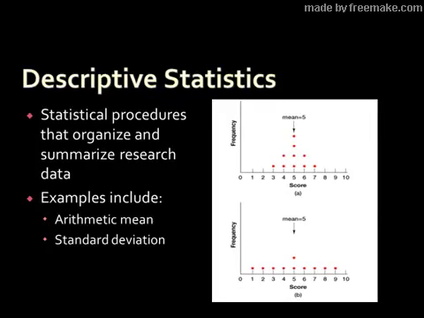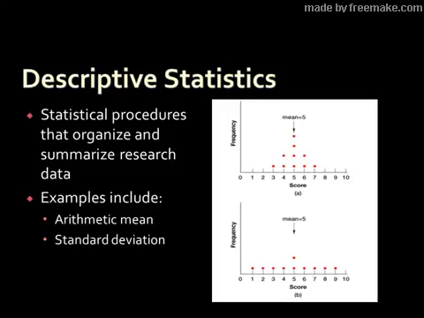So if you look, for example, at the top graphic here, you can see that the mean is 5, and you can see that 4 people have a score of 5, and 2 people have a score of 4, 2 people have a score of 6, and 1 each has a score of 3 and 7. So there are no scores below 3, and there are no scores above 7. All right, and the mean is 5.